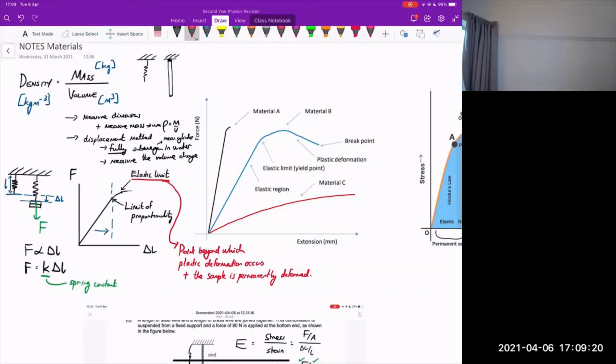Because I just have some lying around, of course. Here's some blue tack. If I deform blue tack, it doesn't return to its original state, does it? It remains deformed. So this blue tack is behaving plastically because when I deform it and extend it, it is permanently deformed. It doesn't return to its original state. So that's the difference between elastic and plastic.